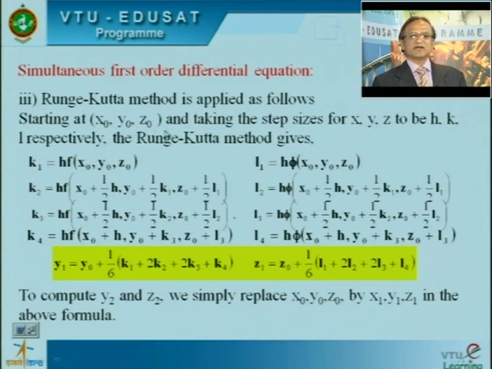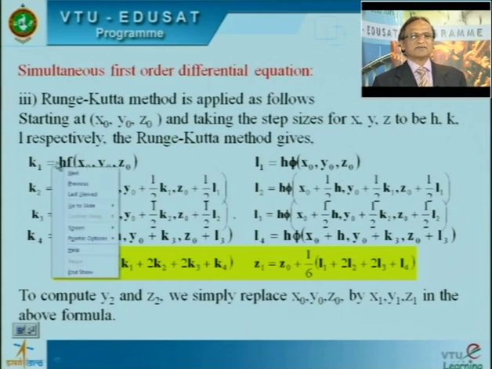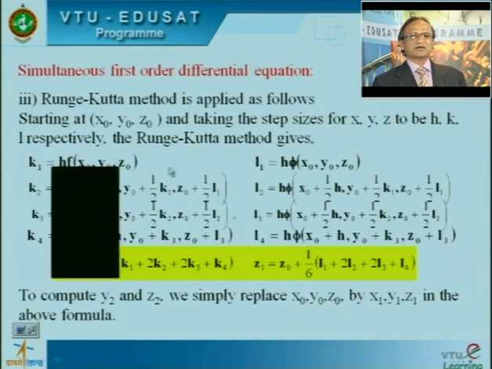It means you will get two simultaneous equations. So, for the first set you can take x, y, z. For the second set you can take h, k, l. Now, I want to calculate K1, where h means step length, as I have mentioned.